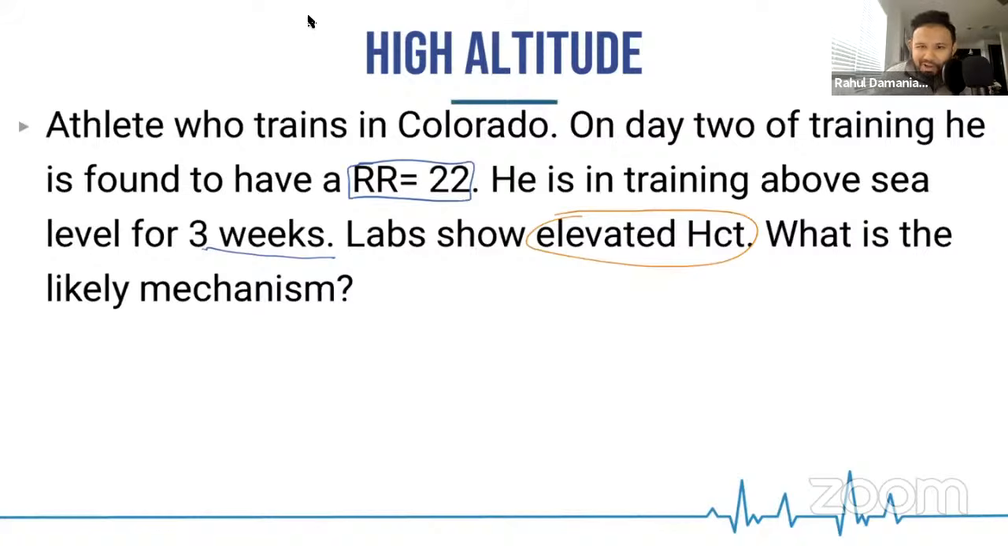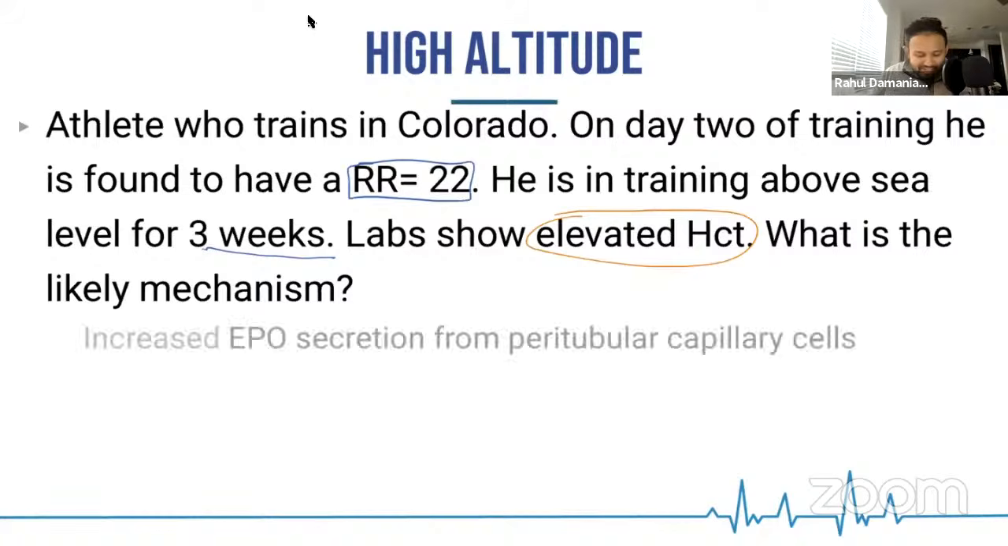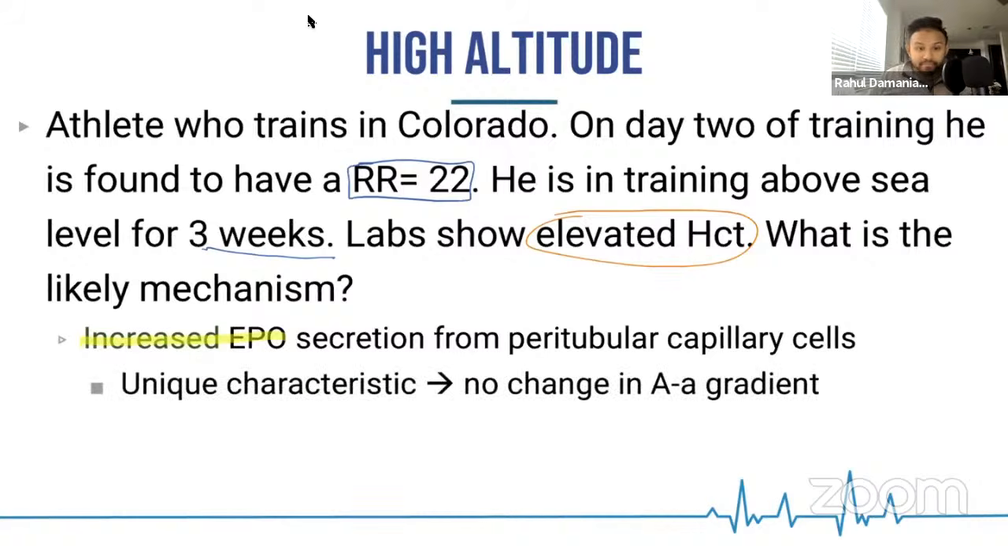Is this heme? Well, actually, you have to understand here that when you have hypoxemia due to high altitude, that can stimulate the kidneys to start secreting erythropoietin. And increased erythropoietin from the peritubular capillary cells calls on the bone marrow to start increasing reticulocyte production. And thus, you get a higher RBC mass, and you're going to have an elevated hemoglobin and hematocrit.